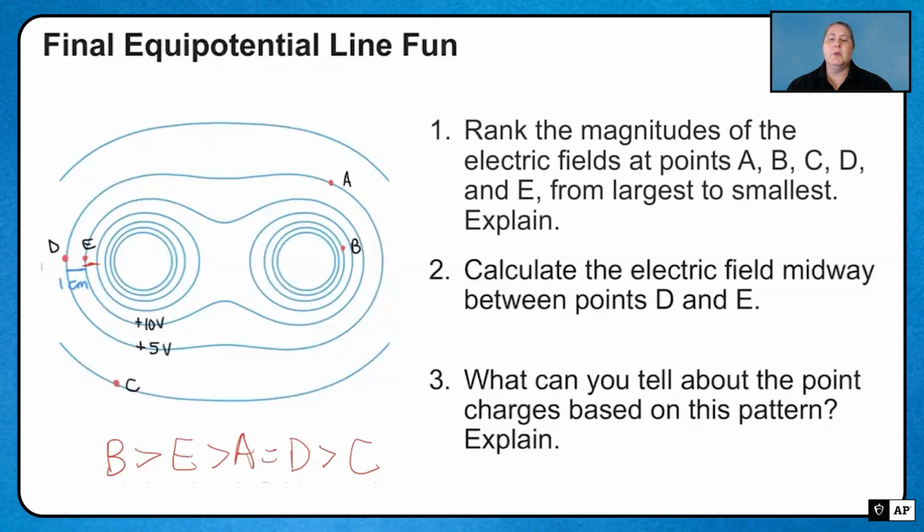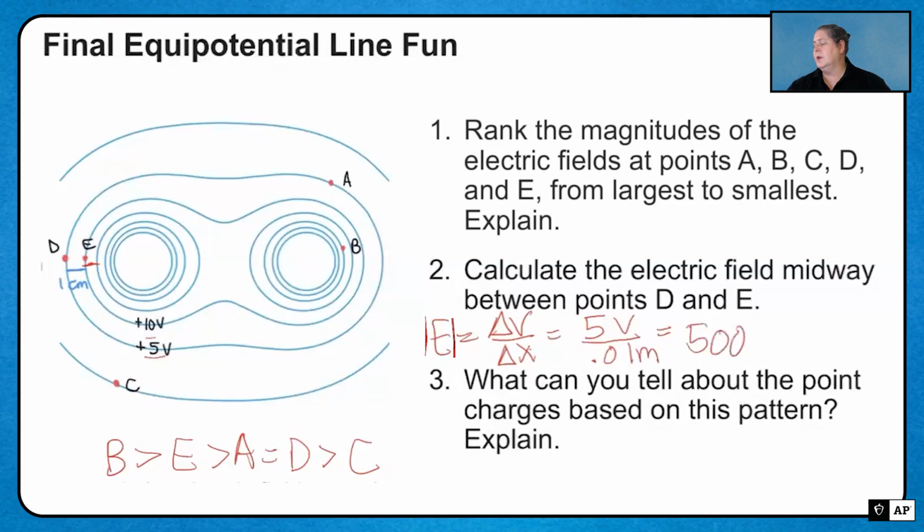Now, calculate the electric field midway between points D and E. The electric field is just the change in the potential divided by the change in the distance. So from D to E, the change in the potential is from 10 to 5, so 5 volts. And that distance is 1 centimeter, that's 0.01 meters. And so this is going to be 500. I can do volts per meter, or the other electric field unit is newtons per coulomb.